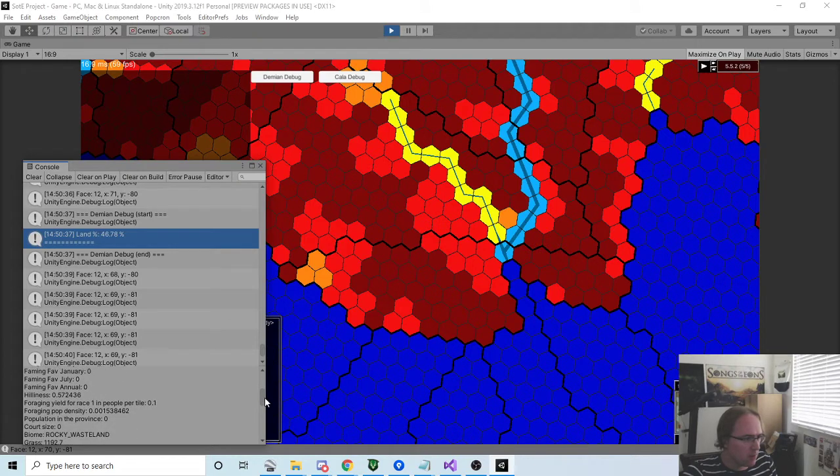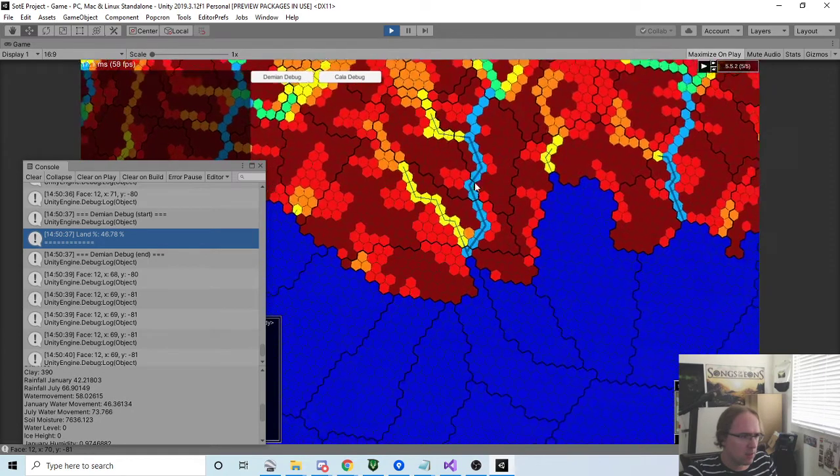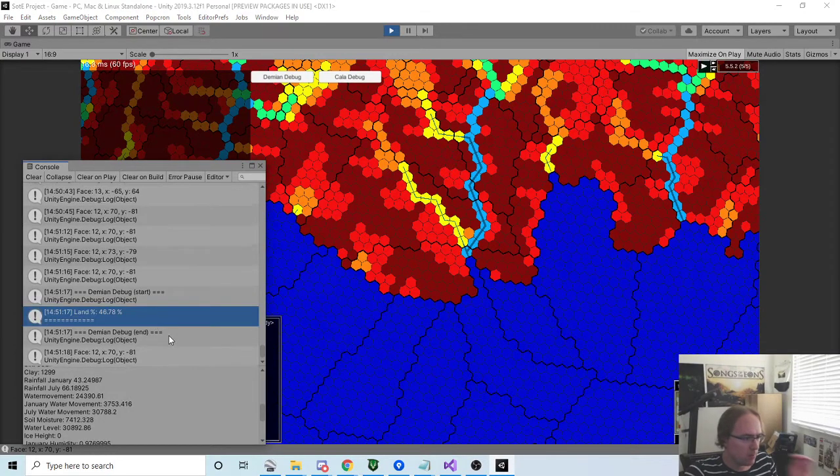Temperature, foraging yield, praise, foraging pop density, permeability, it's not really useful, sand, rainfall. What? I'm clicking here. I'm going to Demian debug. And, okay. There we go. Water movement, 24,390. Water level. Soil moisture, 7412. So let's do this. Let's give it a few months.